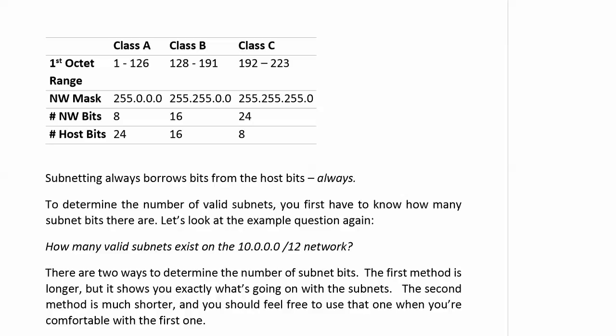You should have this information down so cold that you don't have to refer to a chart that you drew on exam day. You should know what the first octets are of A, B, and C networks. You should know what their network masks are, how many network bits there are, and how many host bits there are. This should be second nature. Because, and here's the payoff for that, I'm not just being Sergeant Foley here and just saying, you got to memorize all this stuff.